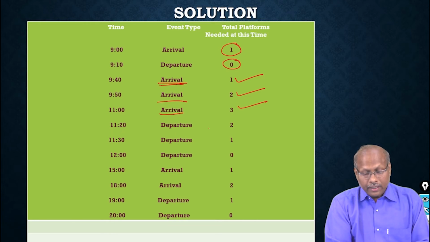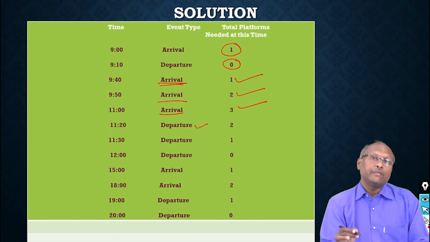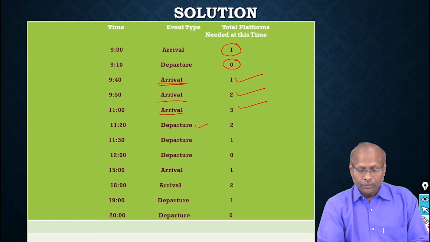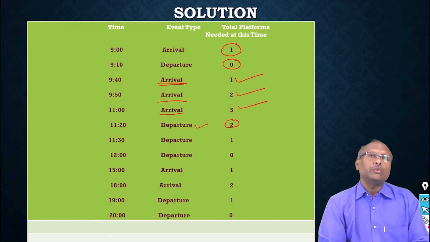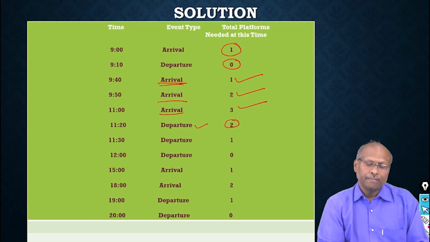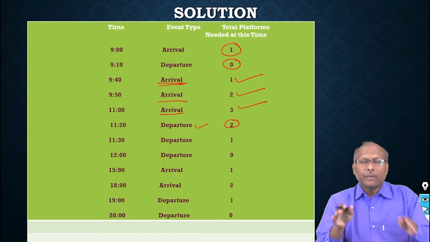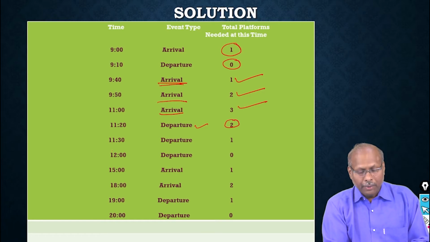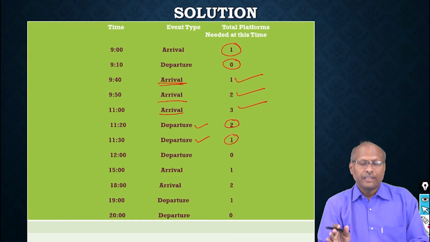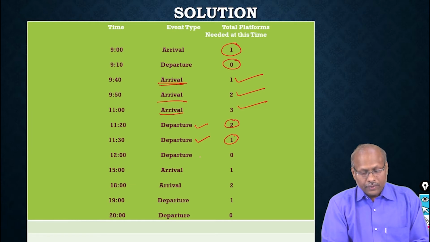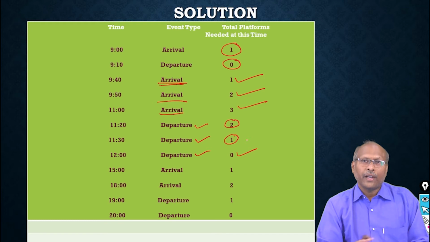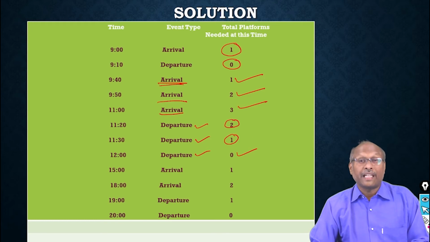Now 11:20, departure. Departure means 1 platform is now vacant. So currently 2 platforms are filled. That means 2 platforms are needed at this time. At 11:30, 1 is departing. So out of 2, 1 is left. That means 1 is vacant and 1 is filled. At 12 o'clock, 1 more is departing. That means no trains are there in the station. All are empty. That means no platforms required at this time.